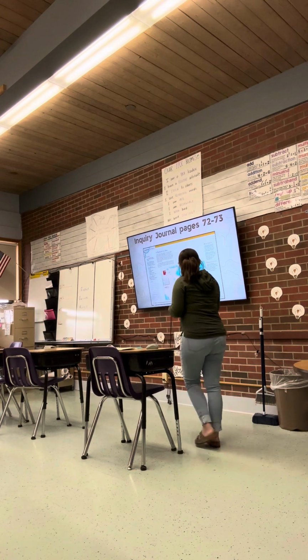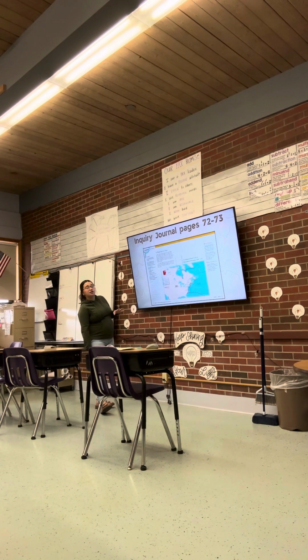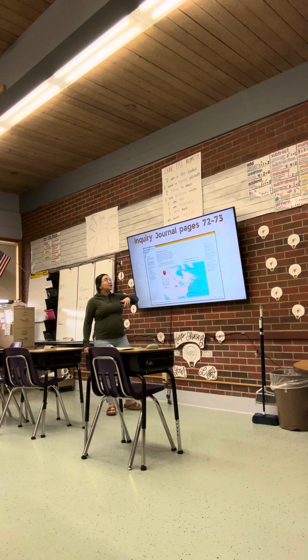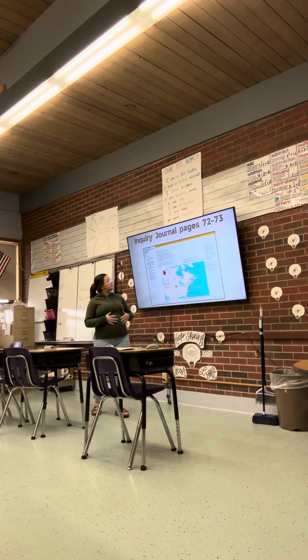So, let's break down this map in your inquiry journals on pages 72 and 73. So, a shortcut to Asia. Please be following along in your books as I read it. Many of the European explorers who reached North America between the late 1400s and the early 1600s were really trying to get to Asia. Trade with Asia could be very profitable, especially when spices were involved. However, getting to Asia by sailing around Africa was difficult and dangerous. European rulers wanted to see if there was another way around.